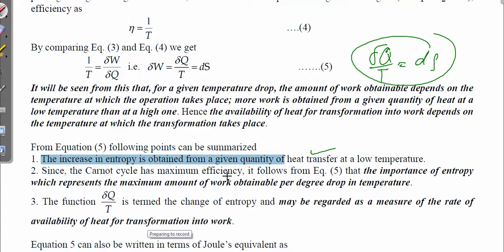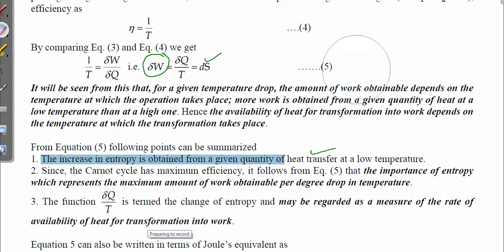Second, since the Carnot cycle has maximum efficiency, from equation 5 that we achieved with the help of the Carnot engine, entropy can also represent what? The maximum amount of work obtainable per degree drop in temperature. So this change in entropy is also representing the maximum amount of work in which condition? Per degree drop in temperature. Okay, this line is also true.